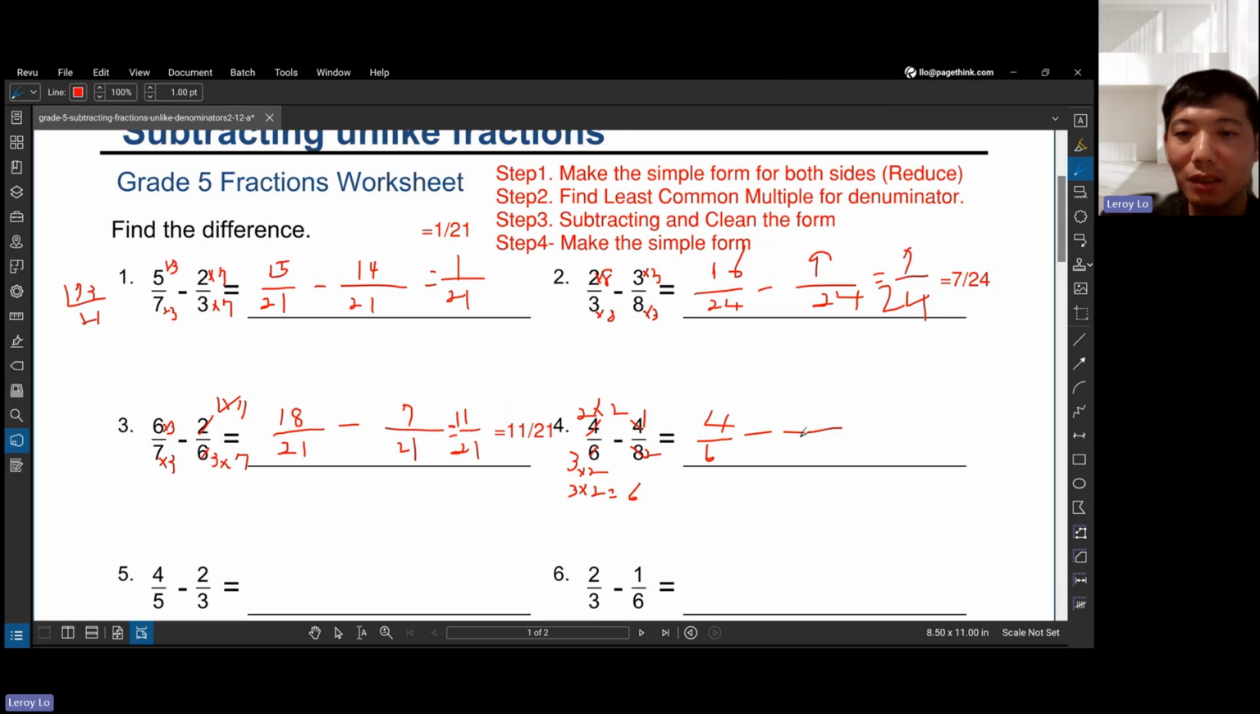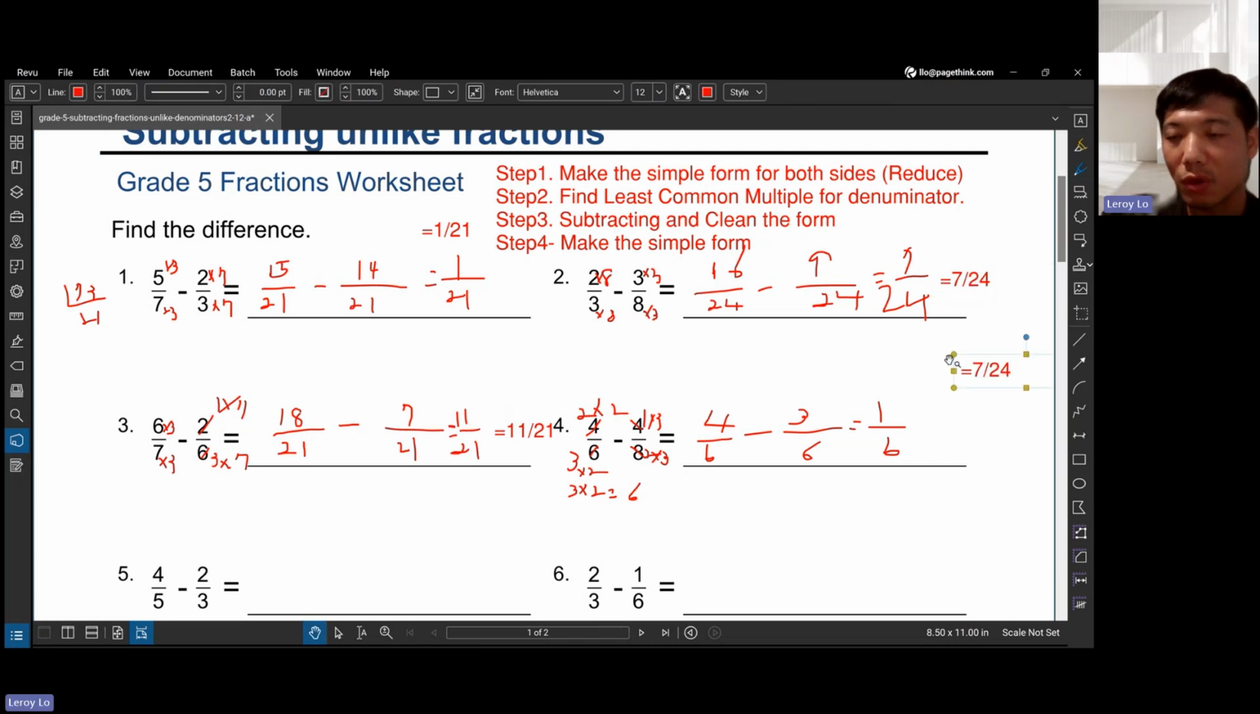And then minus, I put minus 1 over 2. So 2 to 6, how can we get from there? We times 3, and then 1 also needs to times 3, since the bottom one also times 3. So we got 3. So 4 minus 3 gives you 1 over 6. So that's the answer for number 4.